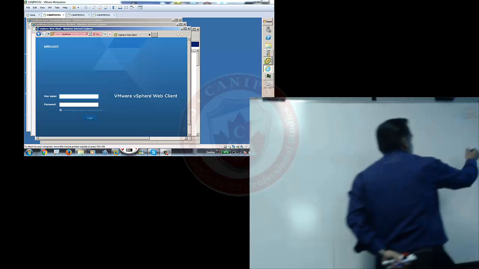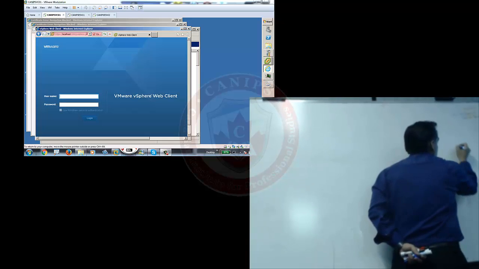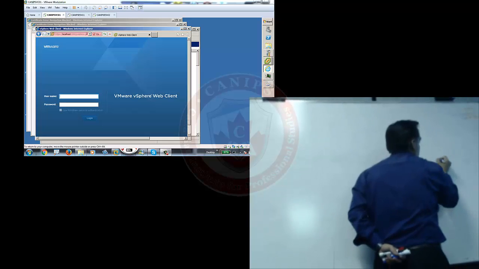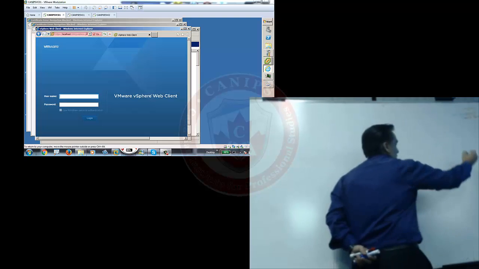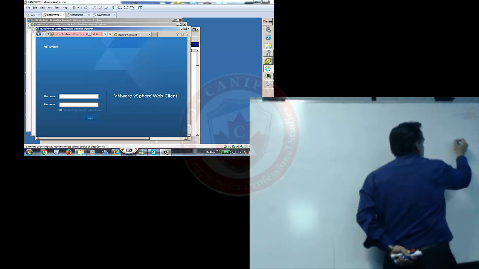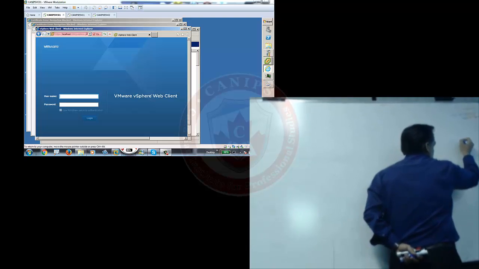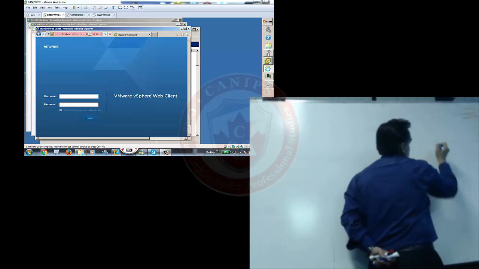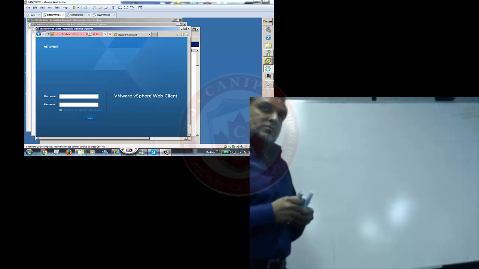Okay, so three servers. Server number 1, server number 2, and server number 3. ESXi host, ESXi 1 or 01, and VC and DS. The first one is Windows Server, yes.